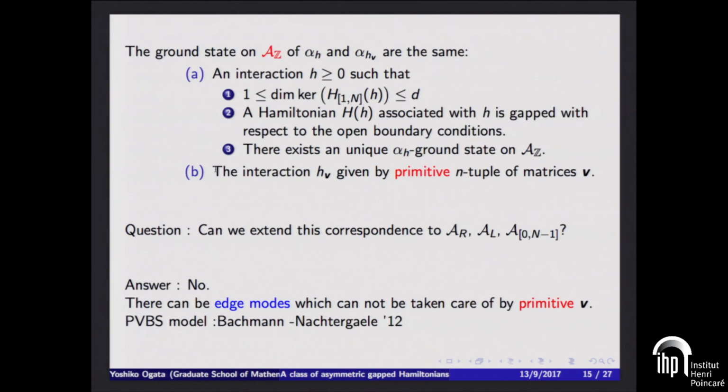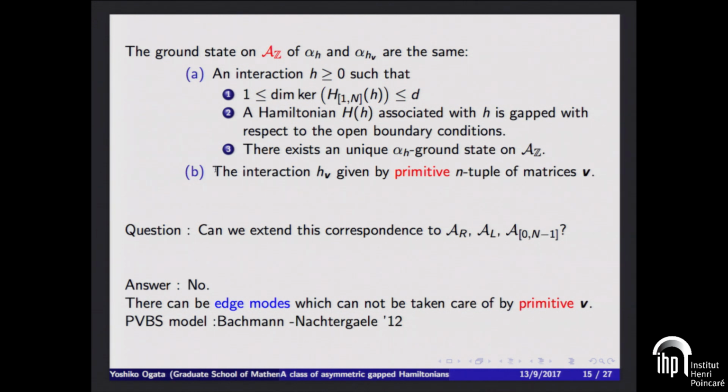So again, let's see the situation. Our situation is that the ground states on the full chain of these two interactions are the same. The first interaction is some interaction satisfying these nice, qualitative properties. And the second one is very, very concrete. It is made out of a primitive n-tuple of matrices.